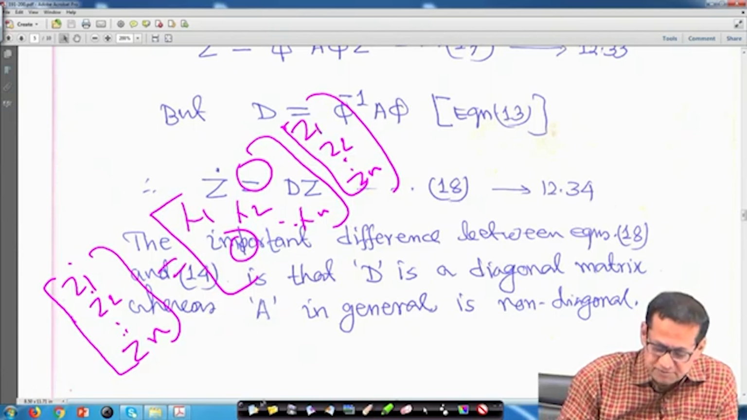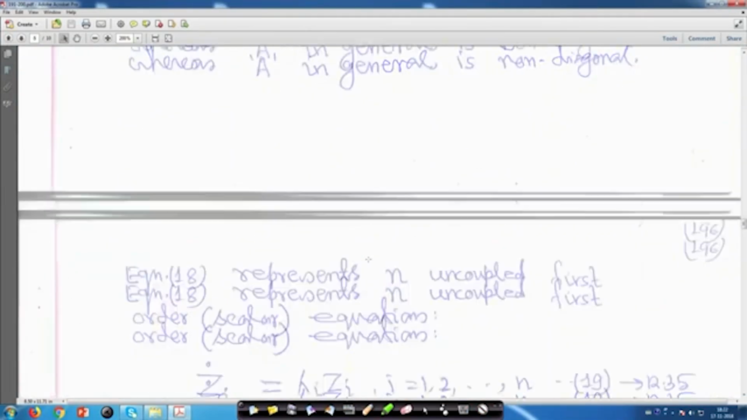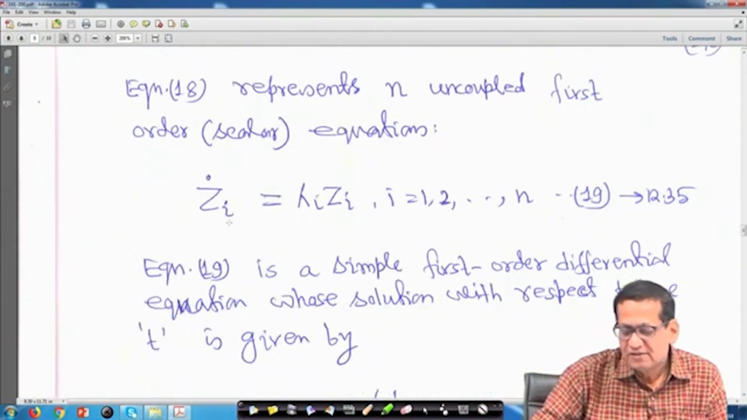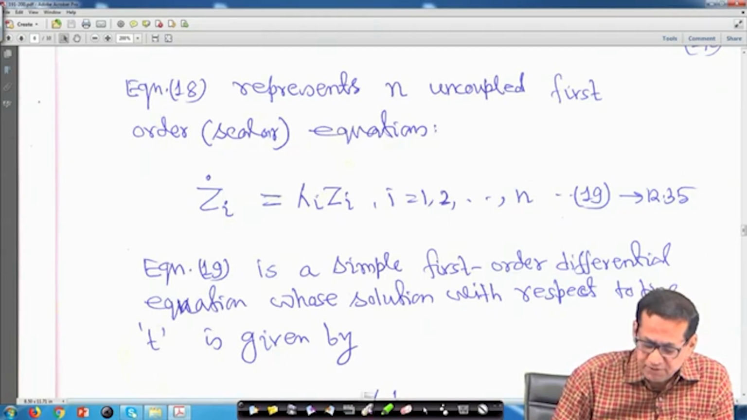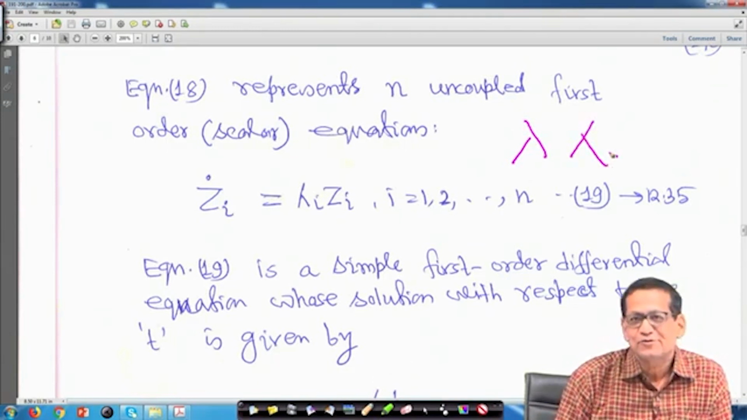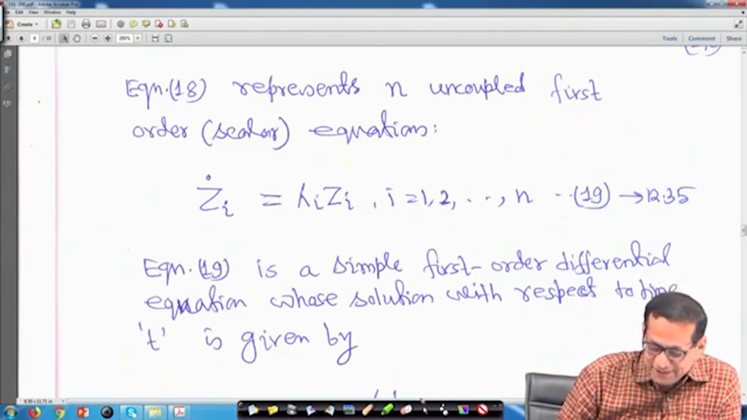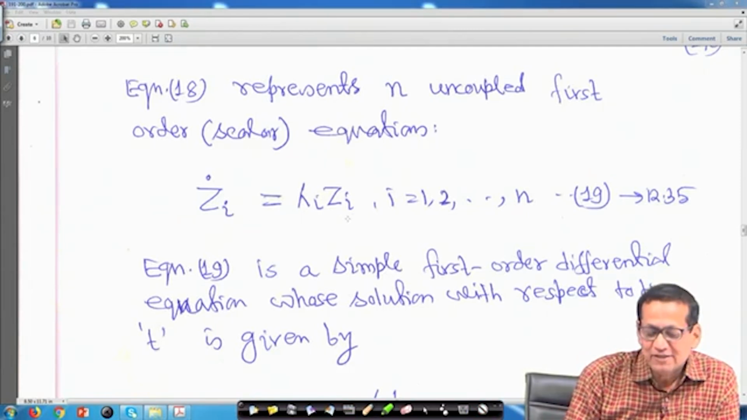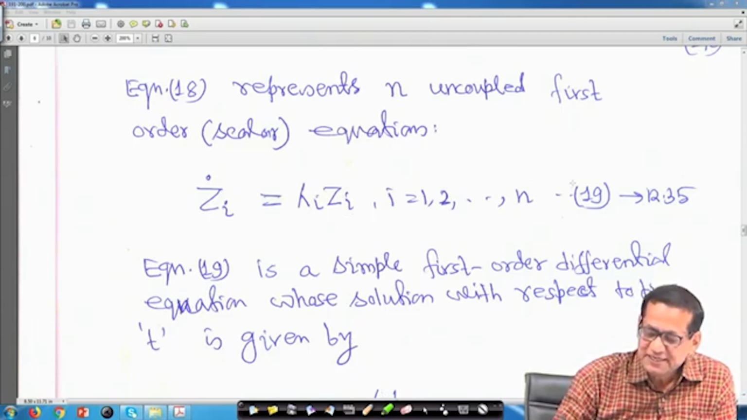Because of this, for the i-th state variable we can write z i dot is equal to lambda i z i. I told you before that lambda is written like this, but my habit has become to write like this, so I hope you will forgive me for that. So we can write that z i dot is equal to lambda i z i for i is equal to 1 to n. This is equation 19.